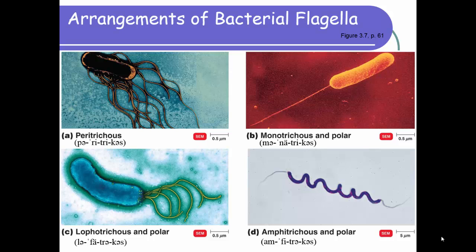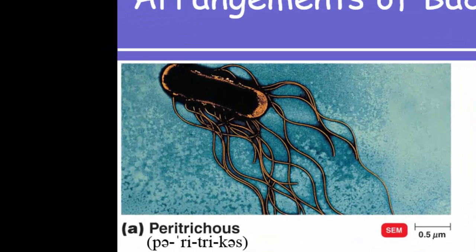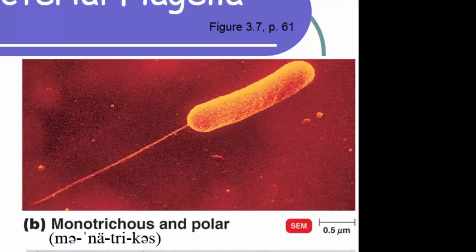Bacterial flagella can be arranged in a number of ways. I've included on this slide how to pronounce these, so I will try to do my best. This arrangement, where you have flagella all around the outside of the bacteria, is known as peritrichous. This one has a single flagellum, so mono, on one pole, and so we call this monotrichous and polar.